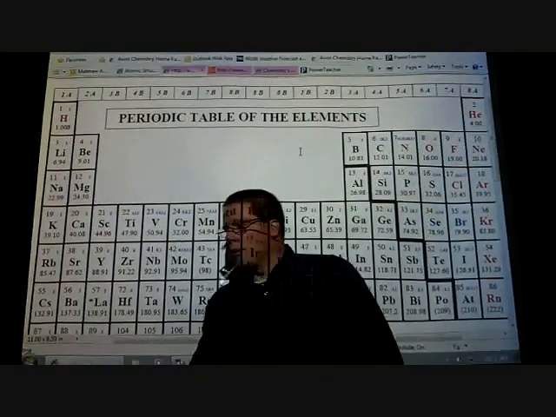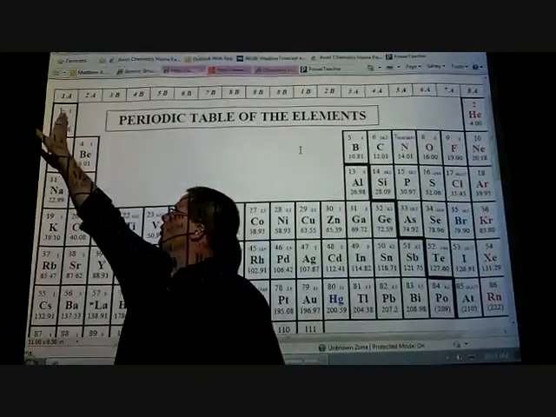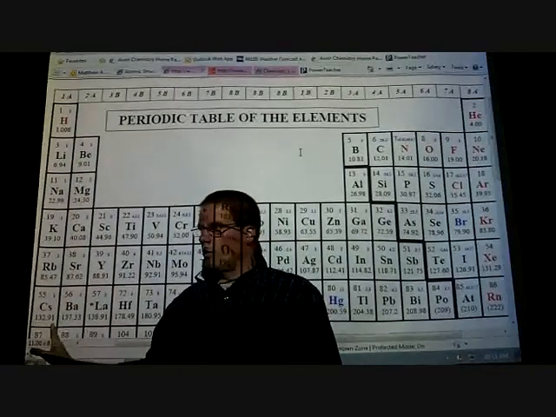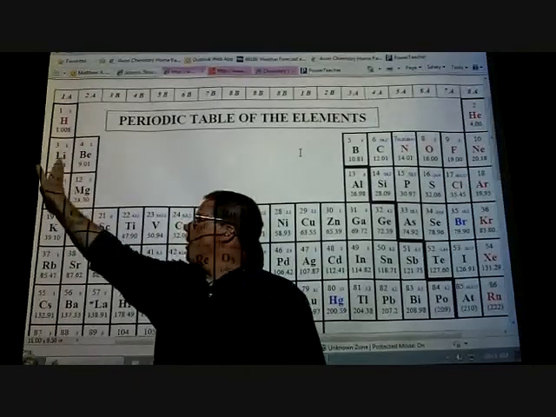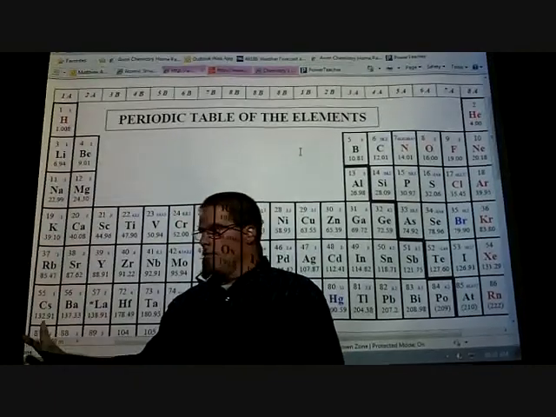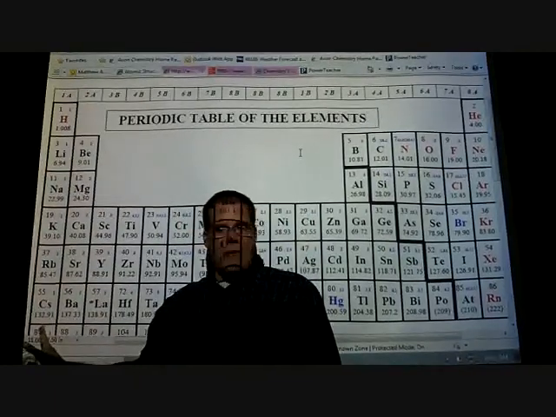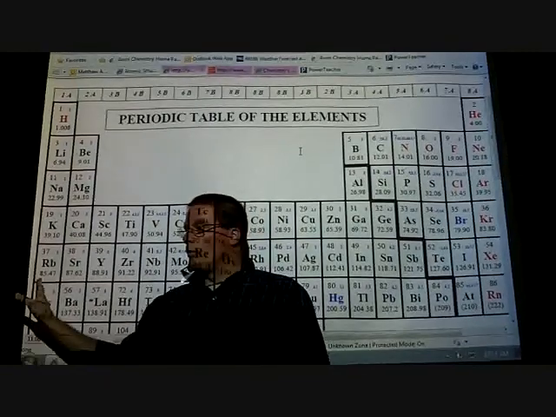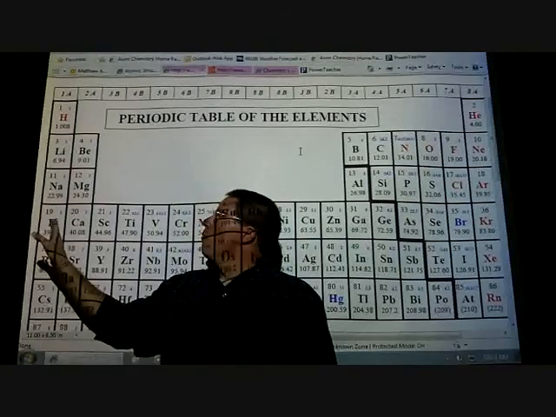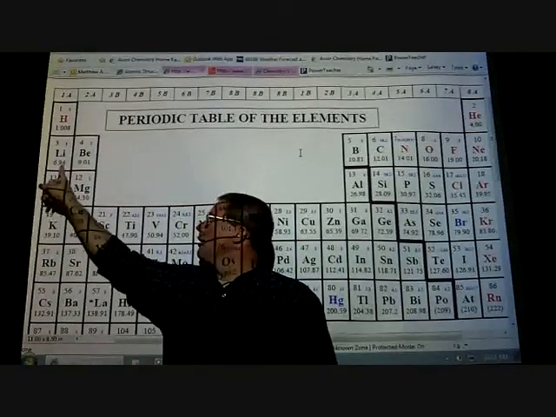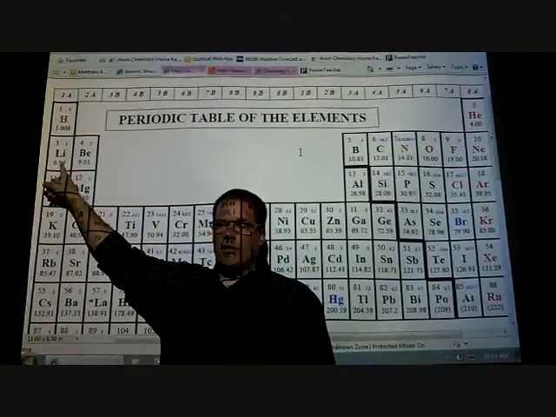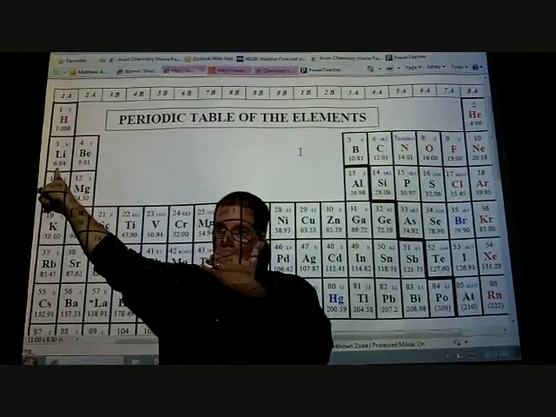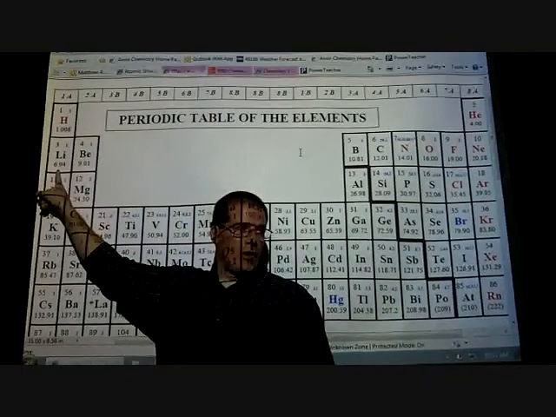There are some family names that you need to know. The first column right here is called the alkali metals. These are some of your blanks. Alkali metals are right here, group 1A. And in the alkali metals, you'll find out that a lot of these form basic solutions when we place these in water. Also, more importantly, we really like these metals because these metals like to make what? Oxygen. Batteries. Very good.